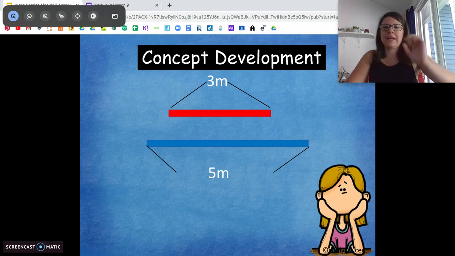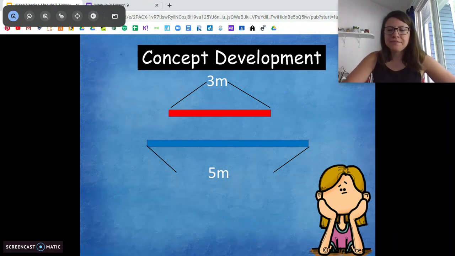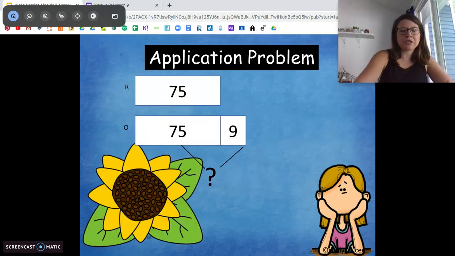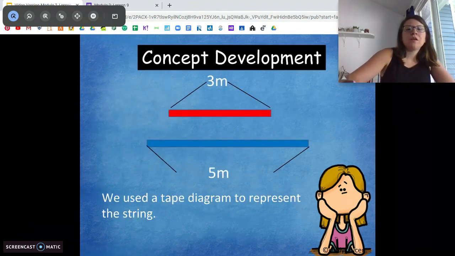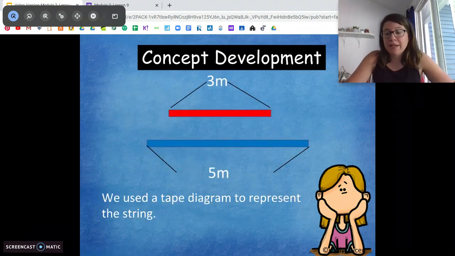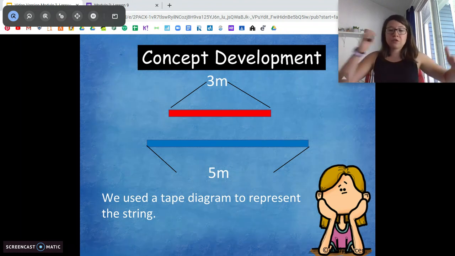What does this kind of look like to you, this picture? Yeah, it kind of looks like a tape diagram, right? Kind of like the one we just did for Oscar and Richard. So, we can use this tape diagram to answer questions about the lengths of the string.